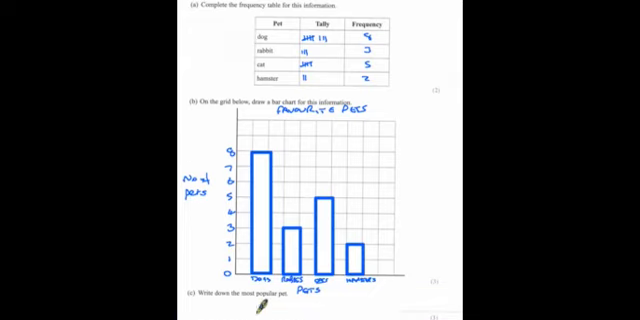And in fact, there is a part C to this question. It simply said, write down the most popular pet. Well, the answer is dog with 8. That is the tallest column.